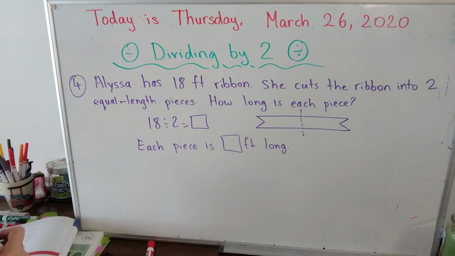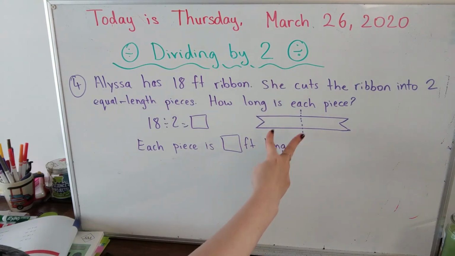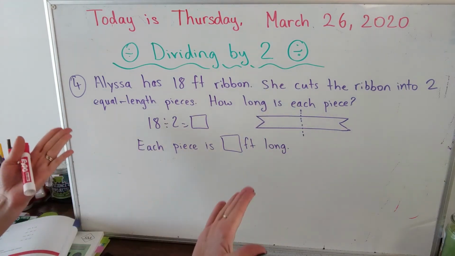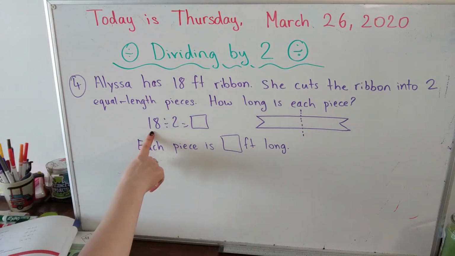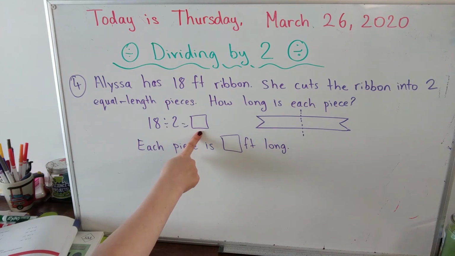Number 4. Alyssa has an 18-foot ribbon. She cuts the ribbon into two equal length pieces. How long is each piece? So here's her 18-foot ribbon. If she cuts it in half and both sides are equal, that means you're sharing 18 exactly in half. We're dividing 18 into two equal groups to get our answer. How much is in each group?